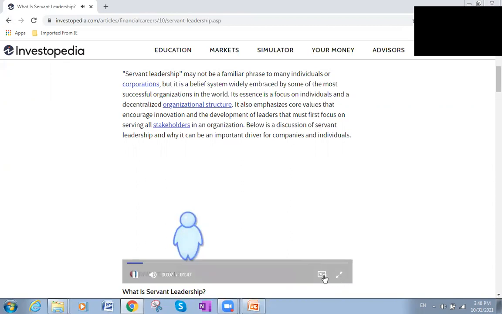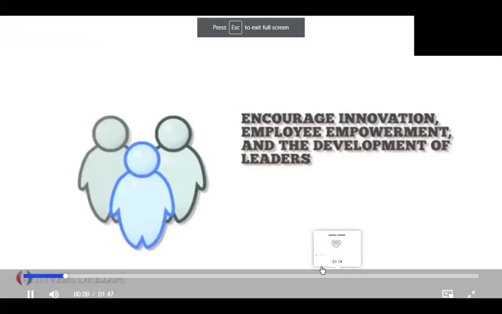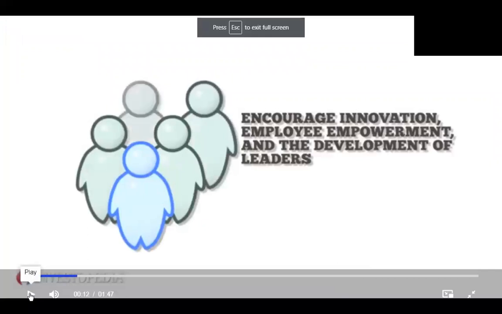Servant leadership emphasizes values that encourage innovation, employee empowerment, and development. So he encourages innovation and employee empowerment. Employee empowerment means giving the authority to the employee, the team worker or the staff. He delegates to them the authority to do a part of the job. He has great confidence in his own employees. He delegates the power to them.